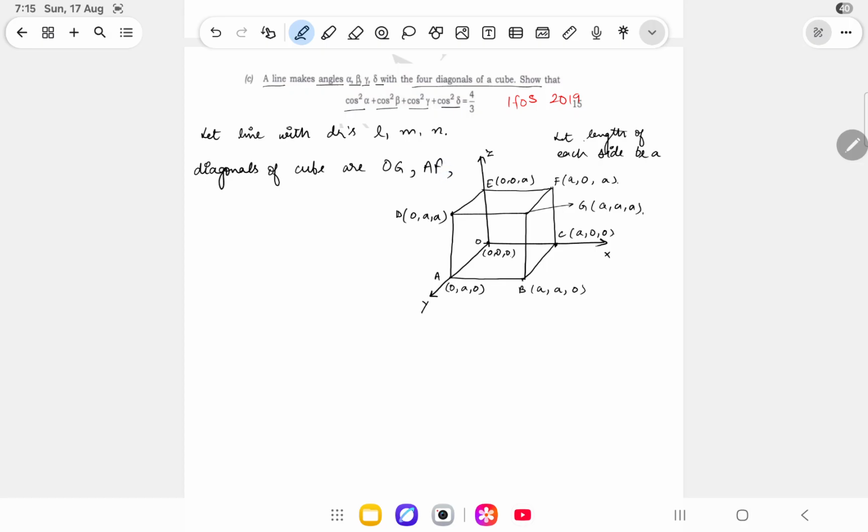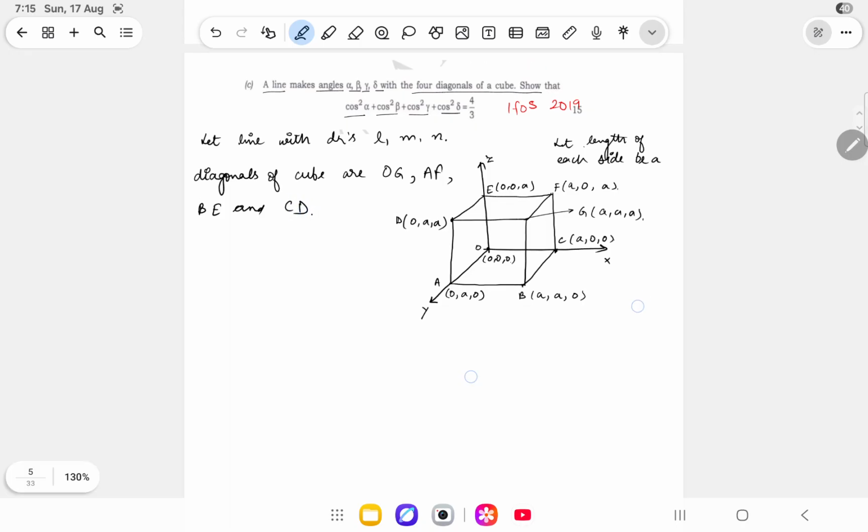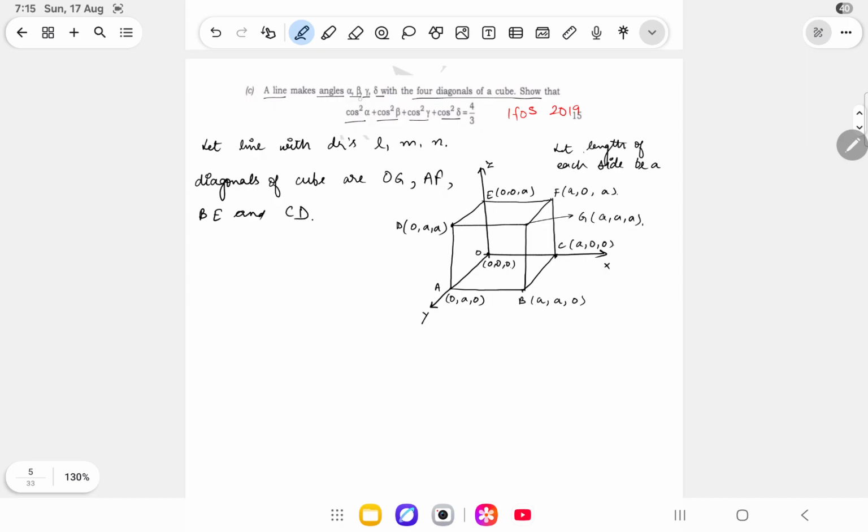Another one can be BE, and we can take the last one as, I guess, CD. Yeah, CD. So we'll just calculate. They have given us angles alpha, beta, gamma and delta, so we'll just find the angles between these equations.